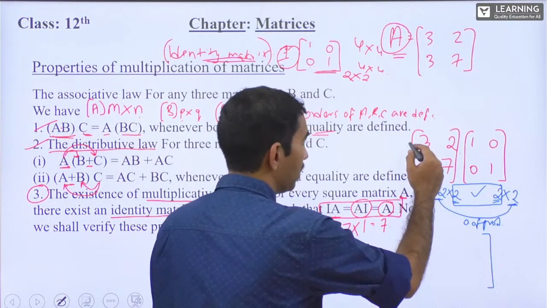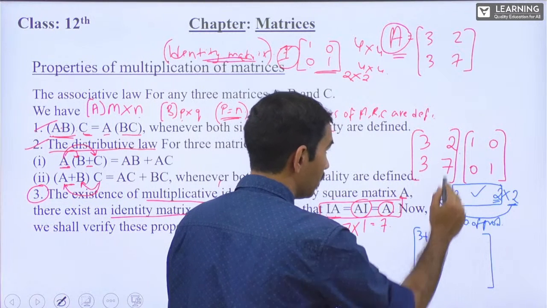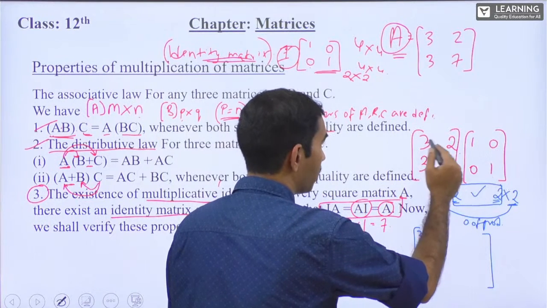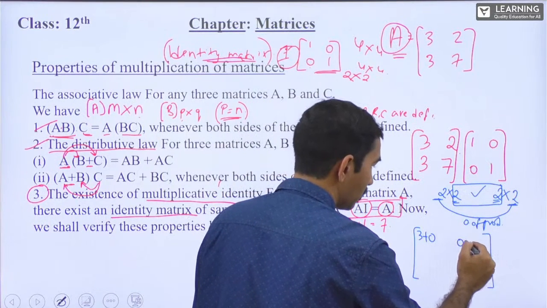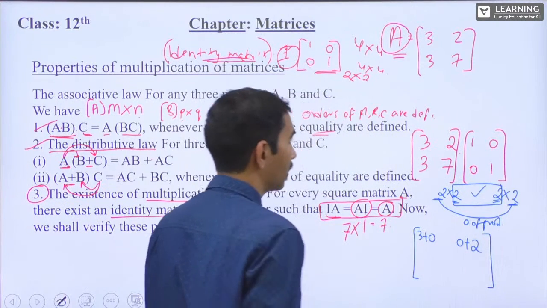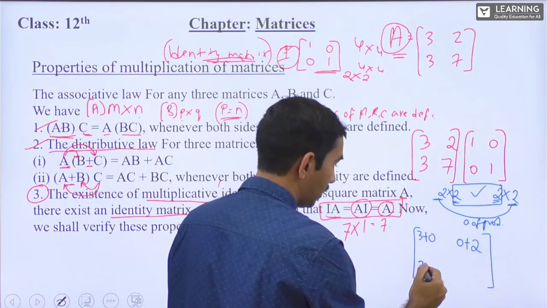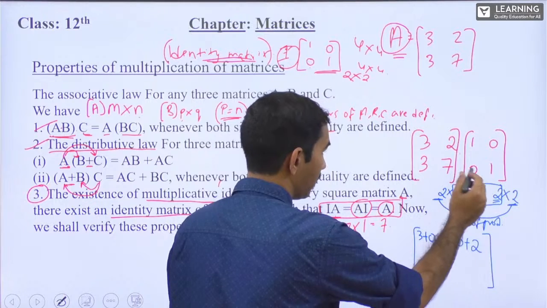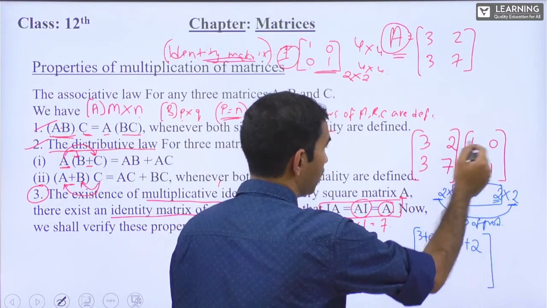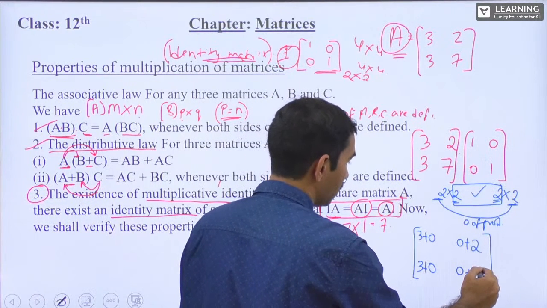Now matrix multiply. First row into first column: 3 into 1, 3, plus 2 into 0, 0. First row, second column: 3 into 0, 0, plus 2 into 1, 2. Okay. Second row, first column: 3 into 1, 3, plus 7 into 0, 0. Second row, second column: 3 into 0, 0, plus 7 into 1, 7.